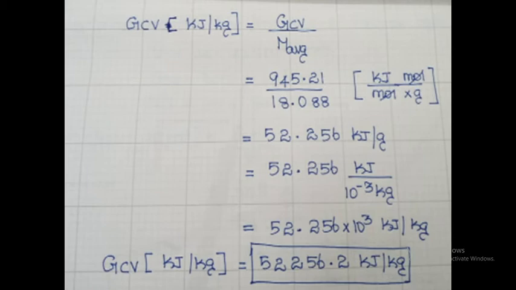So the gram is converted into kg. Here 1 gram is equal to 10 to the power of minus 3 kg. Finally we get 52.256 kilojoule per 10 to the power of minus 3 kg. This 10 to the power of minus 3 goes to the numerator. 52.256 into 10 to the power of 3 kilojoule per kg. Are you clear? Okay. So the final value of GCV in terms of kilojoule per kg is 52256.2. So these values are in terms of weight basis.